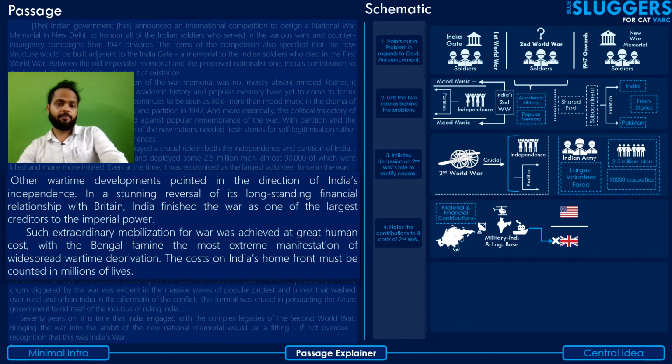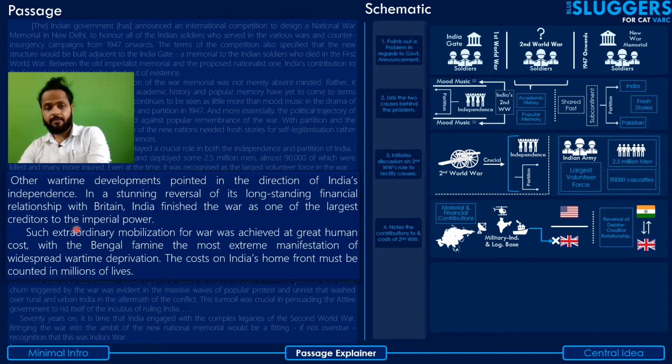So coming to the next set of paragraphs. Other wartime developments pointed in the direction of India's independence. In a stunning reversal of its long-standing financial relationship with Britain, India finished the war as one of the largest creditors to the imperial power.